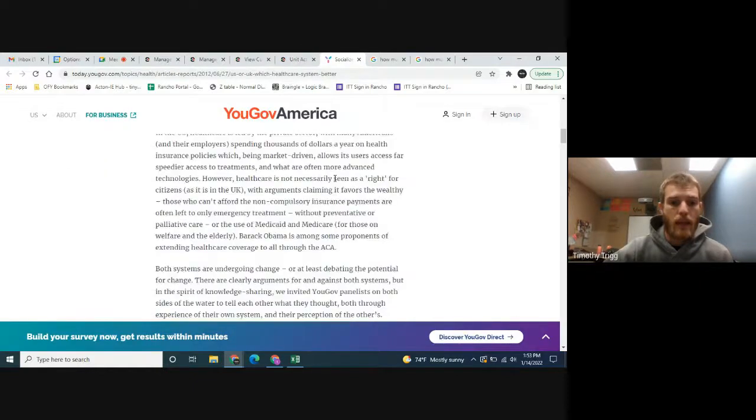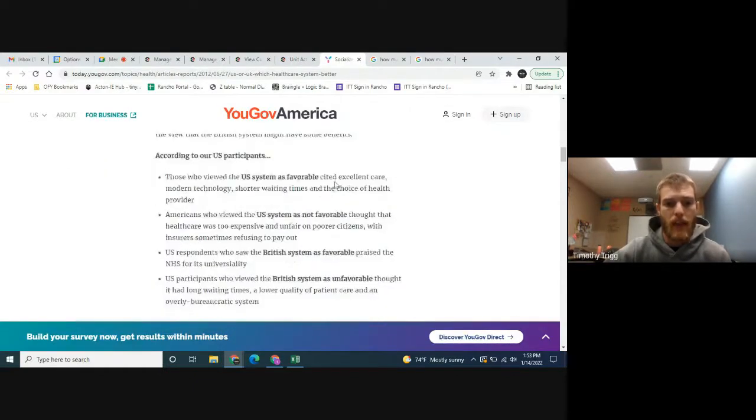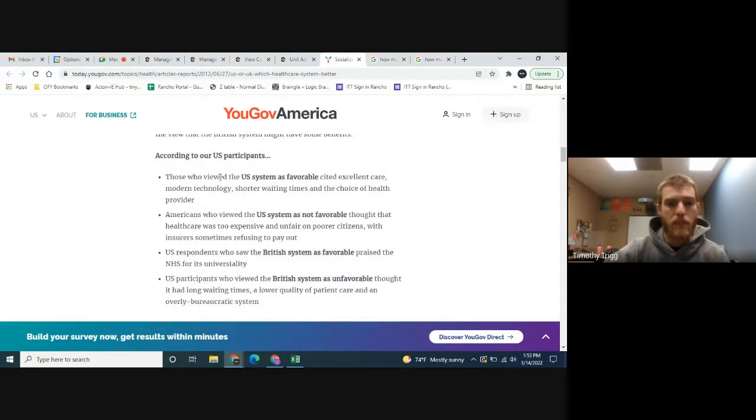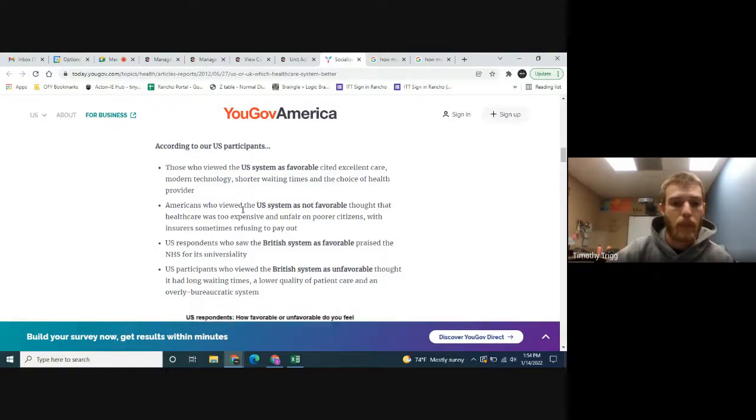Okay. And then for positive and negative aspects, you can go down to this section. It talks about some of the things that are favorable about the U.S. system. When you're looking at this article, you can go down to the section according to the U.S. participants. It talks about some positive things: excellent care, modern technology, shorter waiting time. So these are positive aspects. You can write those in.